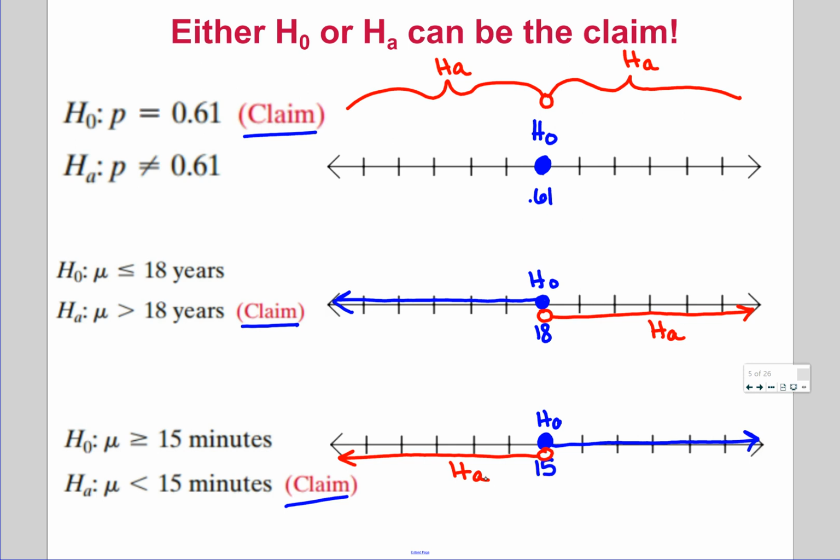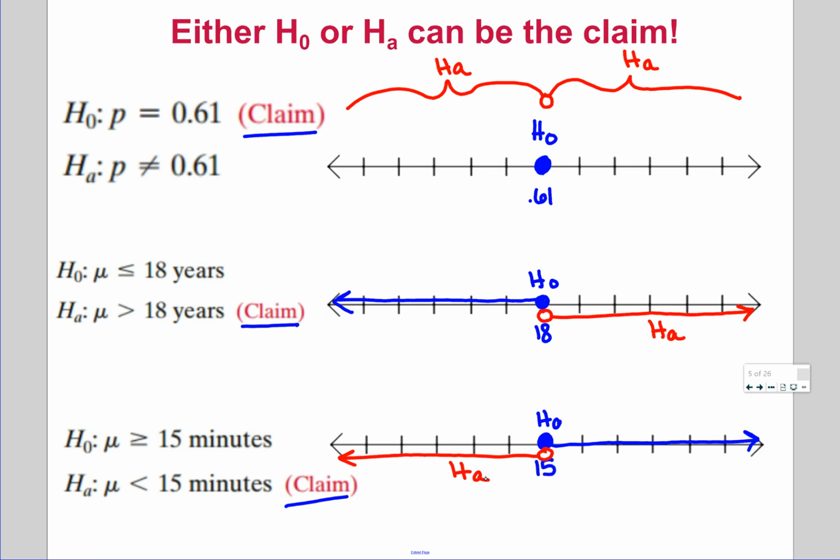Okay, so you can kind of get a picture of where those regions are. Eventually, we'll be converting these values to z-scores and putting them on a normal curve, and we'll be shading our normal curve like we did before, between two values or to the right or to the left, instead of actually being on a number line. So we'll kind of get to that later.